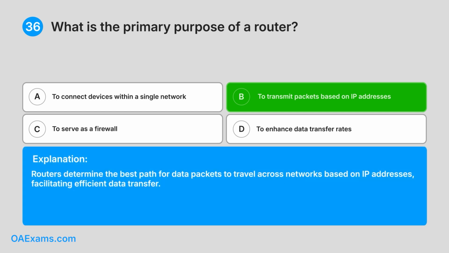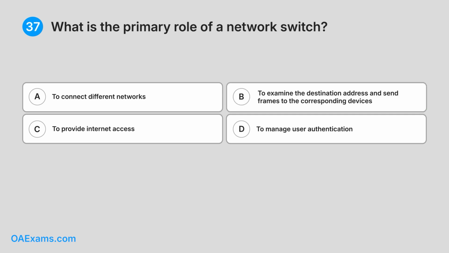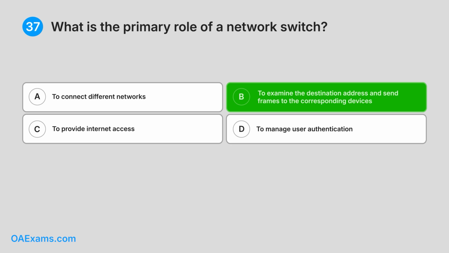Explanation: Routers determine the best path for data packets to travel across networks based on IP addresses, facilitating efficient data transfer. 37. What is the primary role of a network switch? A. To connect different networks. B. To examine the destination address and send frames to the corresponding devices. C. To provide internet access. D. To manage user authentication. What do you think is the answer? Correct answer: B. To examine the destination address and send frames to the corresponding devices.